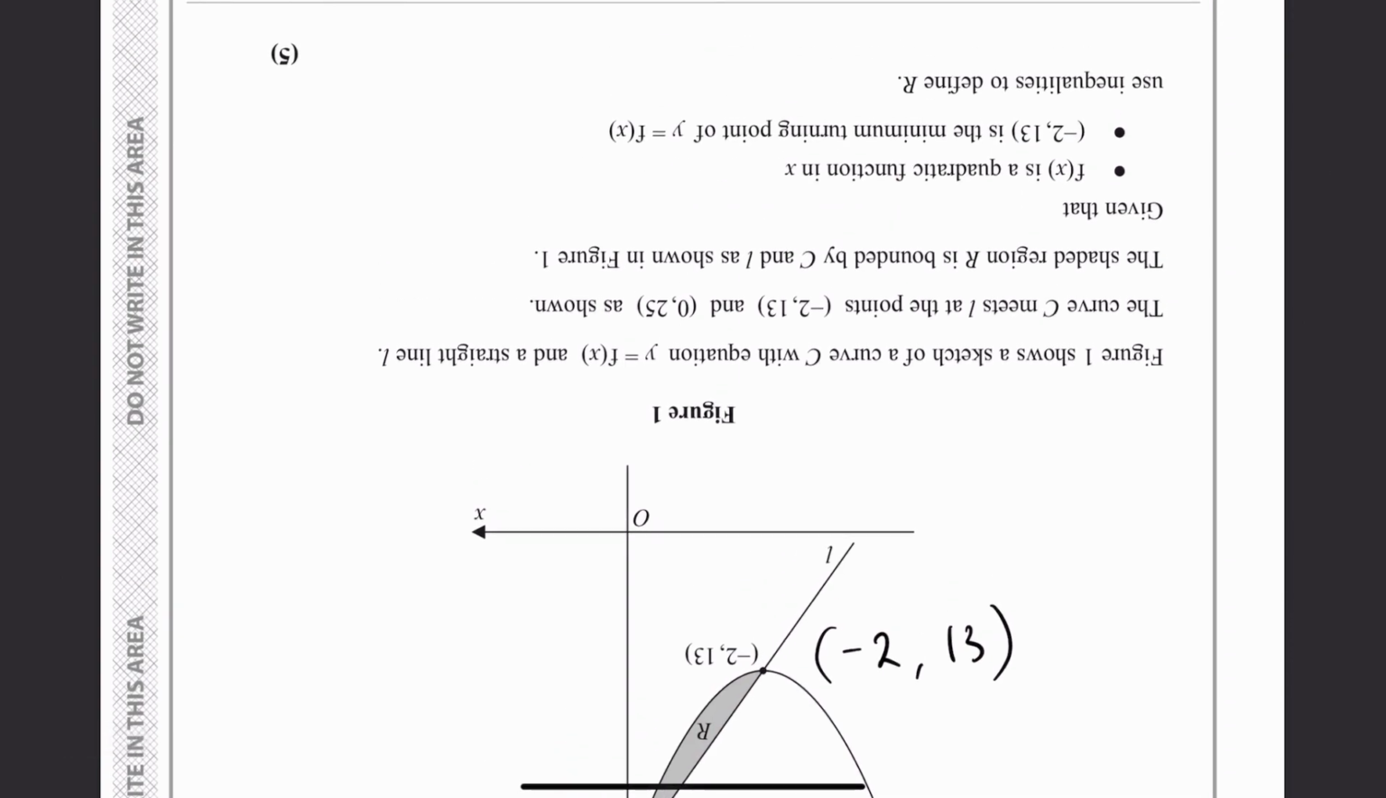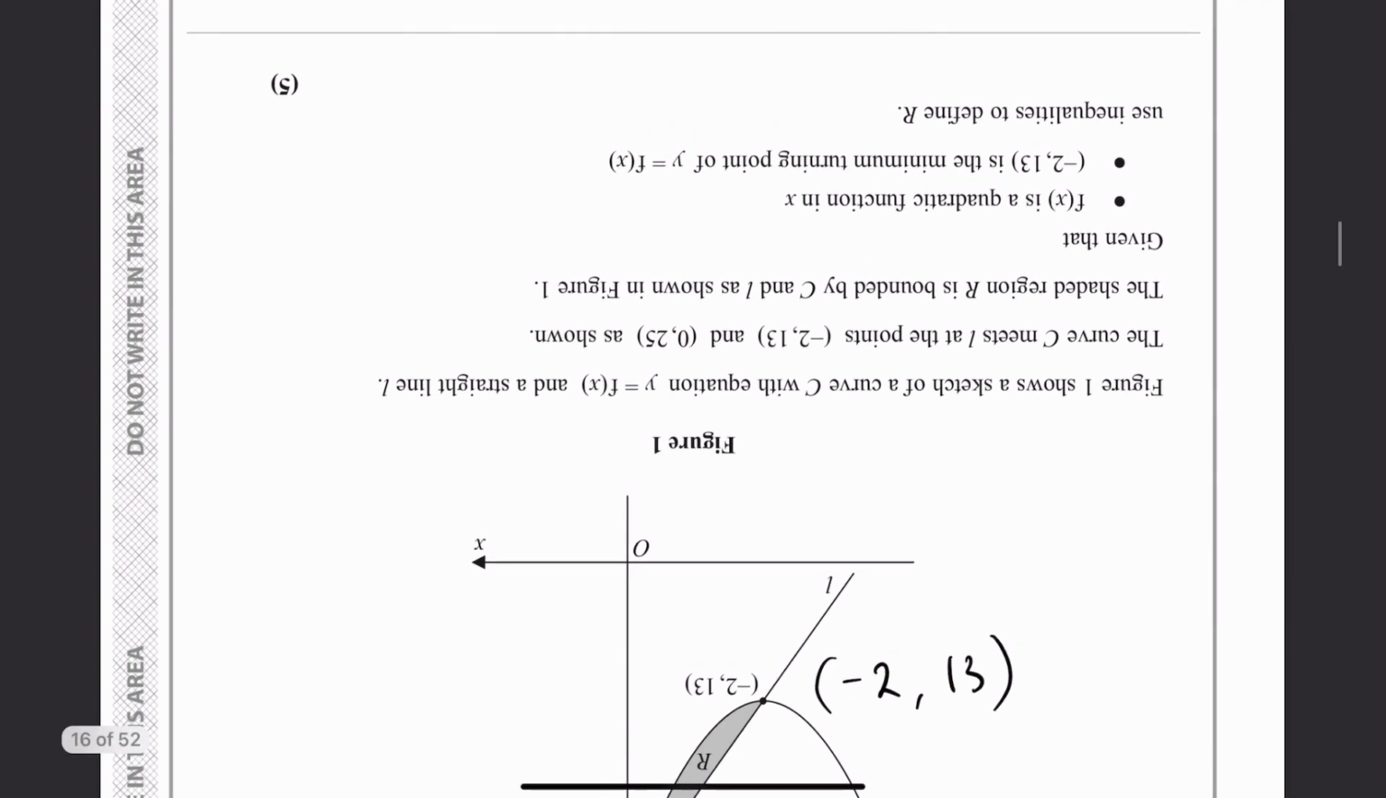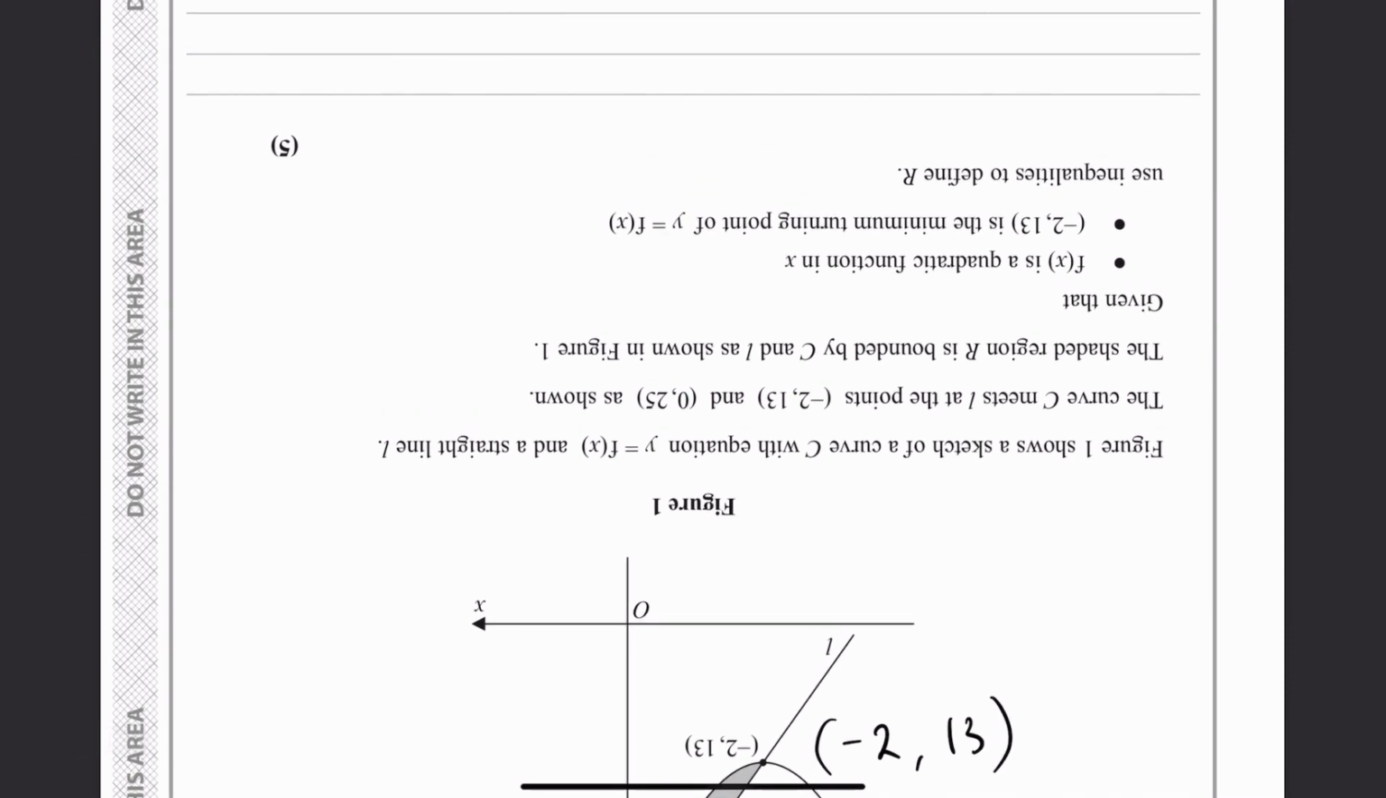Given that f of x is a quadratic function and minus 2, 13 is the minimum turning point of y equals f of x, use inequalities to define R. Okay, so you want to define R in terms of inequalities, and 5 marks for that.